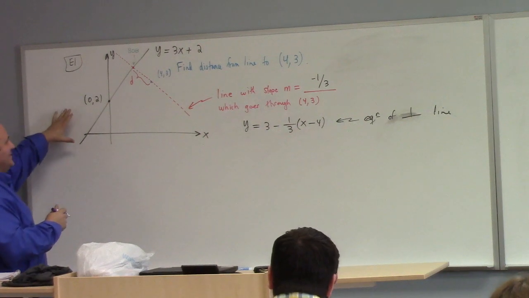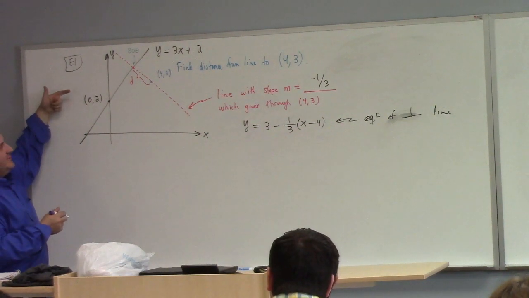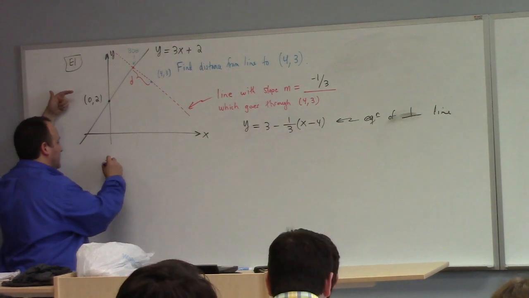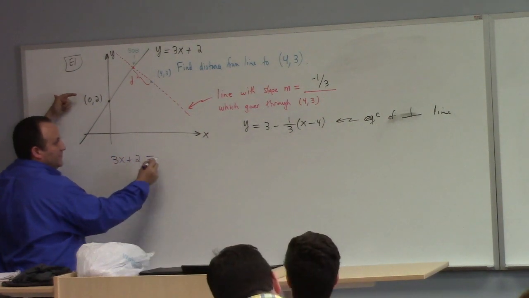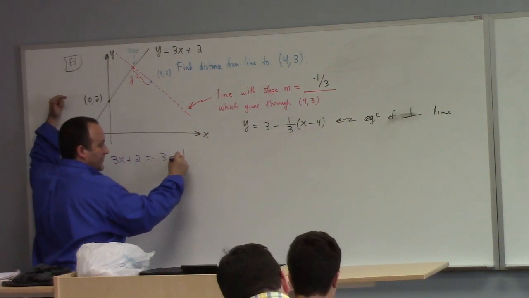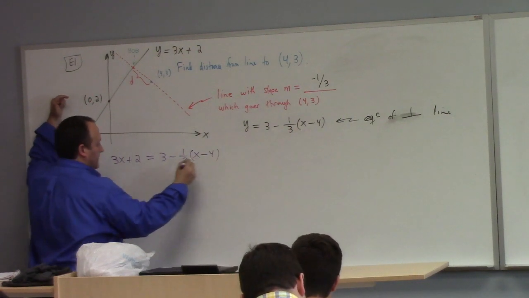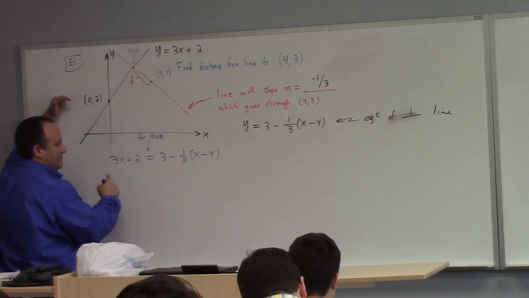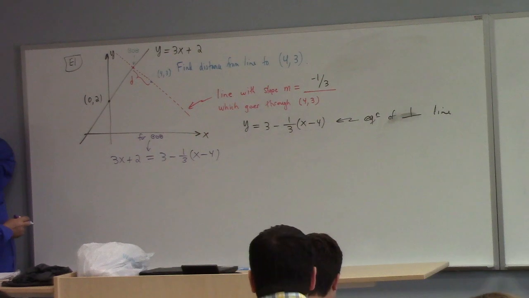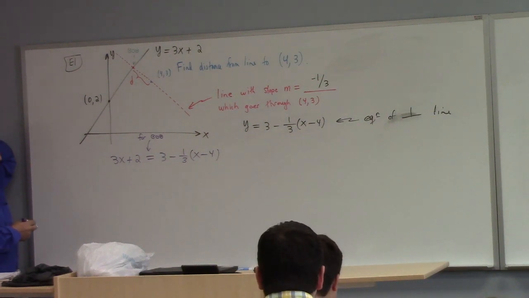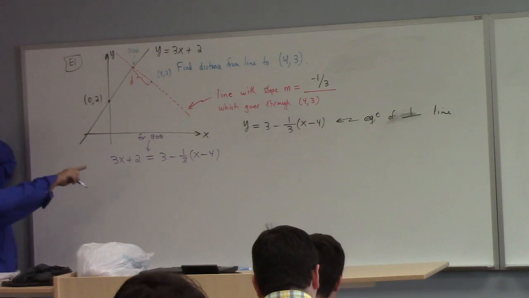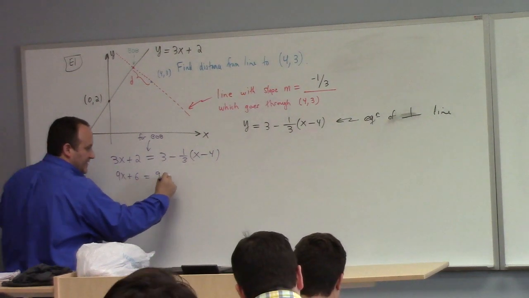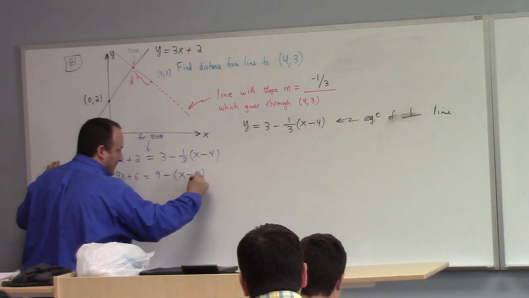Anyway, I digress. So where Bob lives is where both lines are true, right? So we have 3x plus 2 is equal to 3 minus 1/3 of (x minus 4). This is for Bob. Then how do you solve that equation? Fractions. Let's multiply by 3. Multiplying by 3, I get 9x plus 6 is equal to 9 minus (x minus 4). Parentheses are your friend.